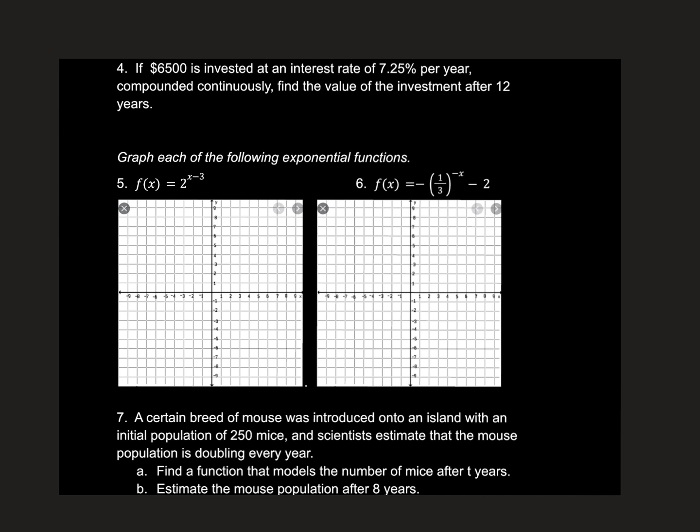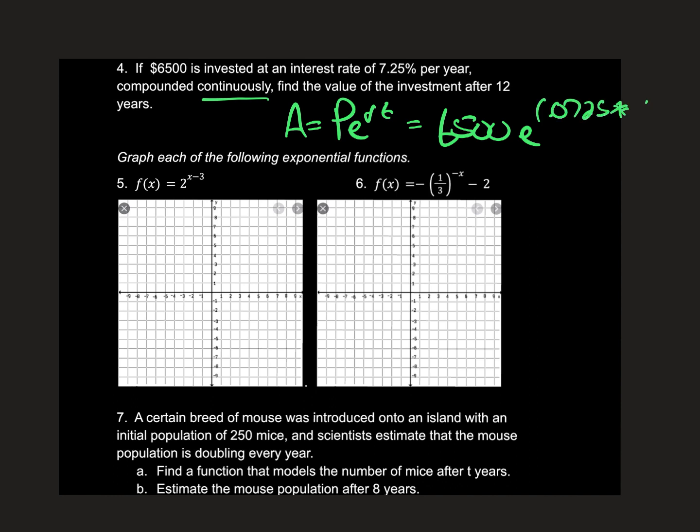Number 4, if $6,500 is invested at an annual interest rate of 7.25% per year, compounded, here's the key word, continuously, find the value after 12 years. So because it's continuously, I'm using Pert, P e to the rt power. So I'm going to have 6,500 times e to the 0.0725 times 12 power. I'm just going to punch that straight in like I've been doing.